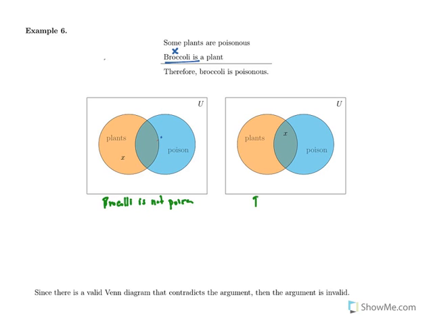But over here, we're saying that broccoli is poisonous. And it depends on where we put our X. And because there is some way that we could put the X that makes this not true, this argument is invalid. We're not going to have any ambiguity, any leeway in our argument when we're talking about deductive reasoning. It has to be absolutely true or it doesn't work.